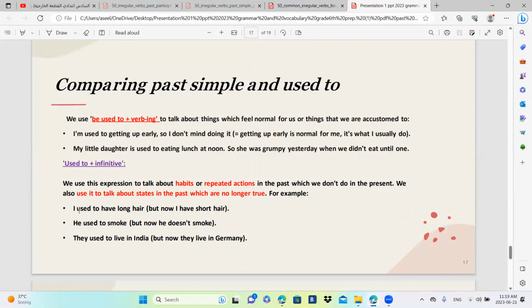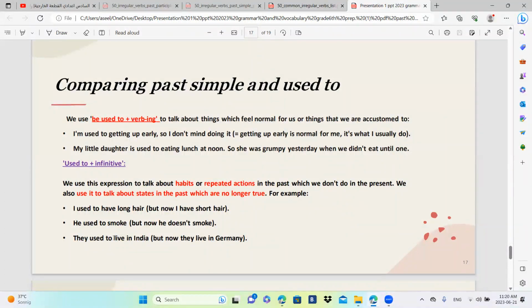For example, I used to have long hair, but now I have short hair. He used to smoke, but now he doesn't smoke. He gave up smoking. They used to live in India, but now they live in Germany. We notice that after used to we have the infinitive, the simple form of the verb: have, smoke, live.